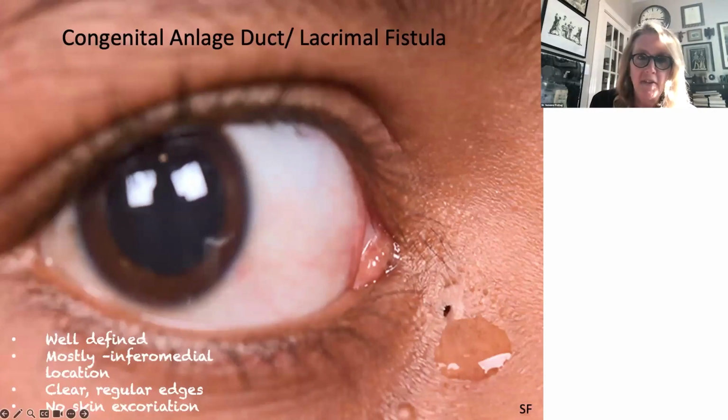So moving down the system a little, next we'll talk about congenital unlocked ducts and lacrimal fistulas. So these are often well defined. They're usually inferomedial to the normal punctum in location, and they usually have smooth, regular edges. Next.